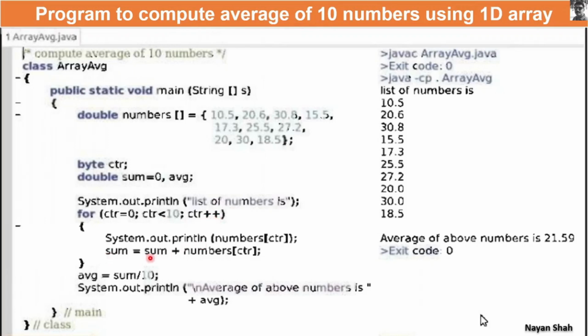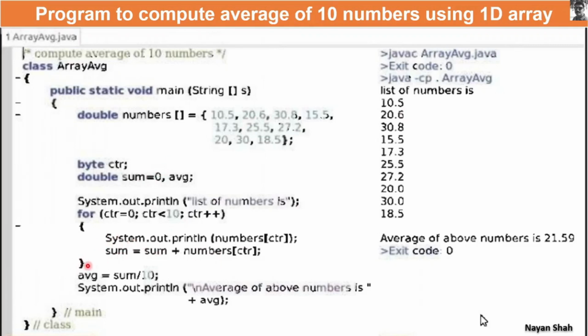What we are doing every time is printing something, System.out.println numbers of counter. First the value of counter is 0, so numbers of 0, that is the first value, 10.5, so 10.5 is printed. Then we update the variable sum. Sum is equal to sum plus numbers of counter. Sum is initially 0, as you know here. So 0 plus 10.5, so sum will become 10.5.